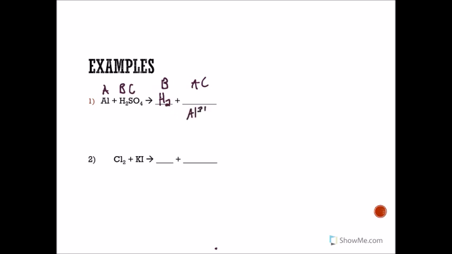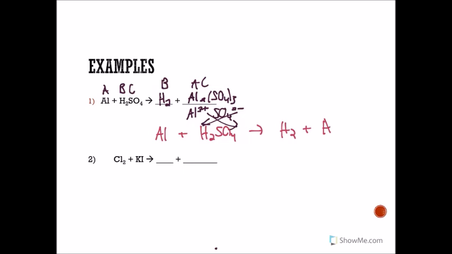Again, we look up the charges, Al3+ and SO4 2-. We swap and drop those charges. We get Al2 and in brackets SO4 3. I'm going to rewrite our reaction and then we'll do states. So aluminum plus sulfuric acid yields H2 plus Al2(SO4)3.